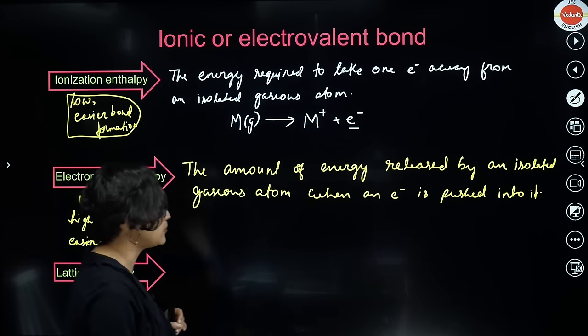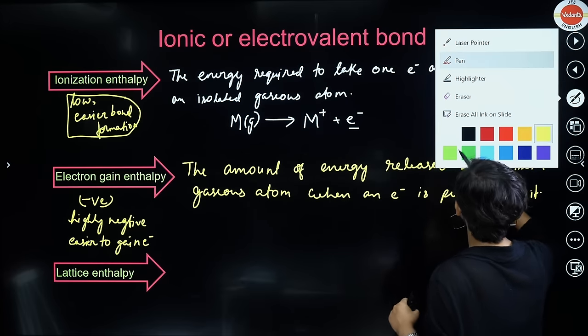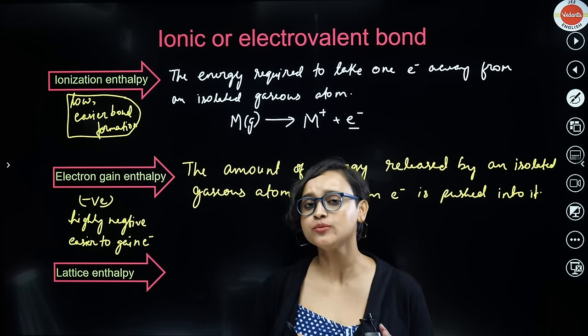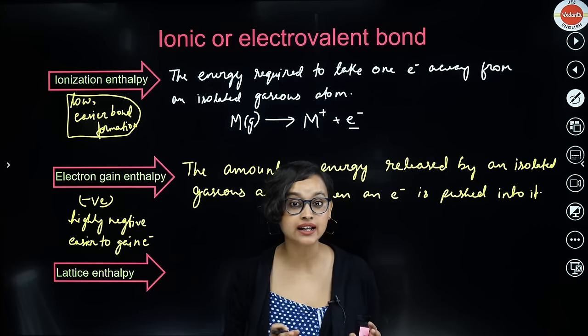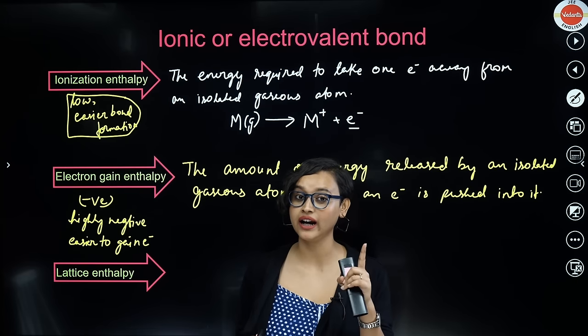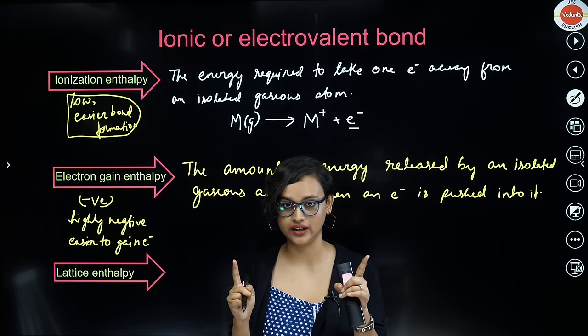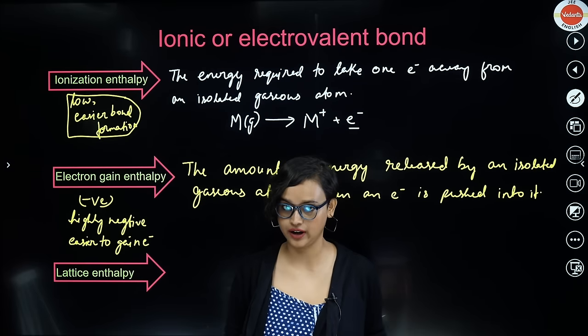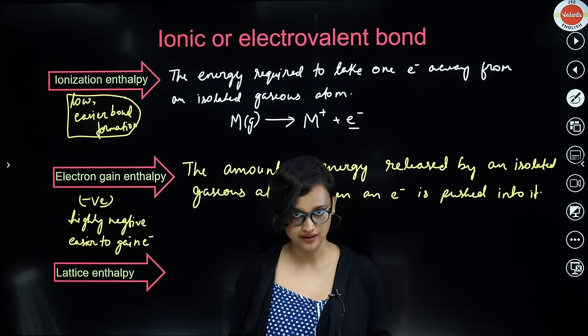Okay, you get my point. Now let's come to lattice enthalpy. What is lattice enthalpy? So my dear student, you understand that when I say NaCl, I don't mean that there is only one atom of Na and one atom of Cl, right? It's probably NaCl, NaCl, NaCl everywhere. It's a lattice. It's a crystal lattice, correct?